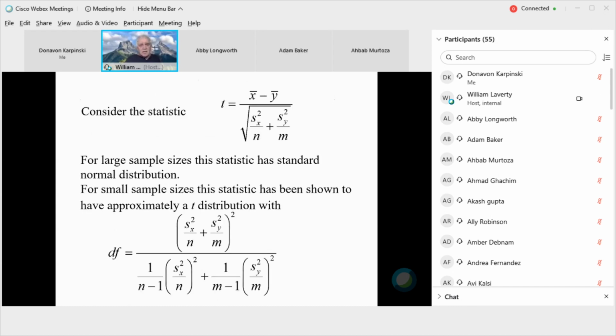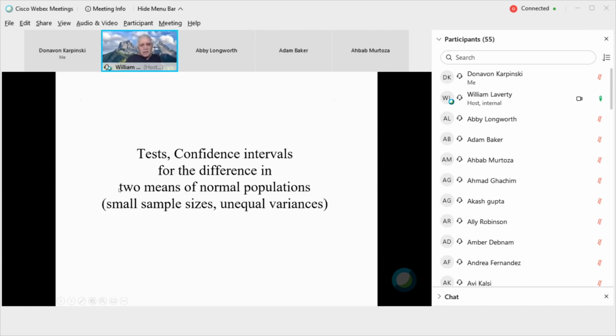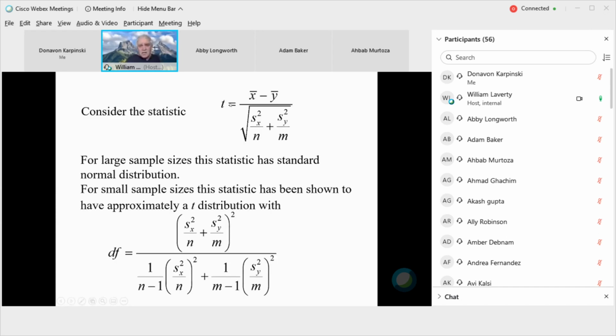Now we'll look at the tests and confidence intervals for the difference in 2 means of normal populations, small sample sizes but unequal variances. There's the test statistic. We don't pool SX and SY. Now this has been shown mathematically to have a t-distribution. This will be the number of degrees of freedom for small sample sizes.